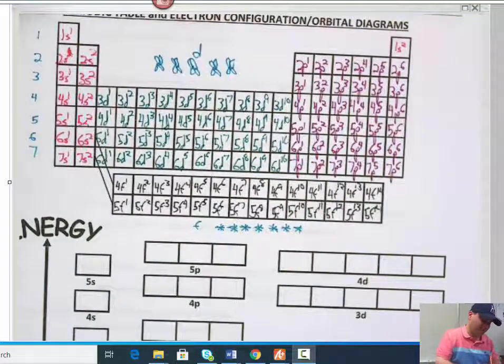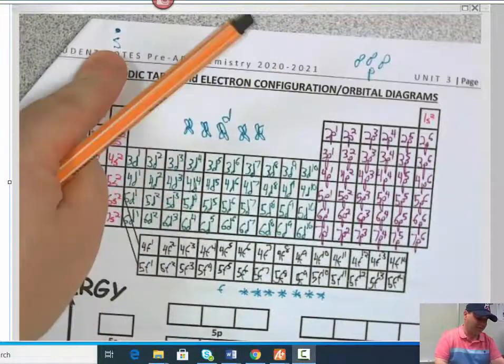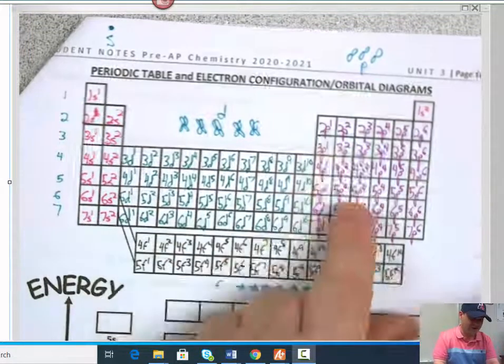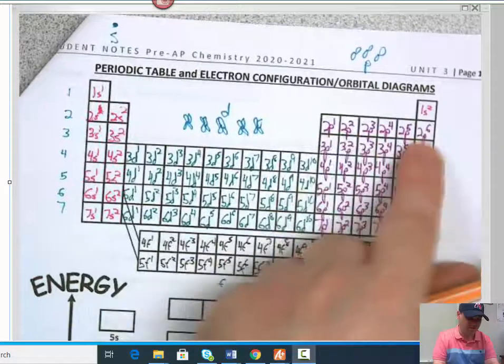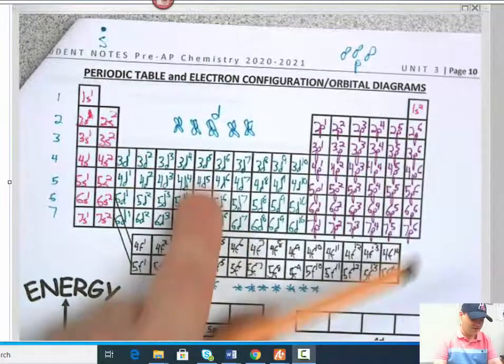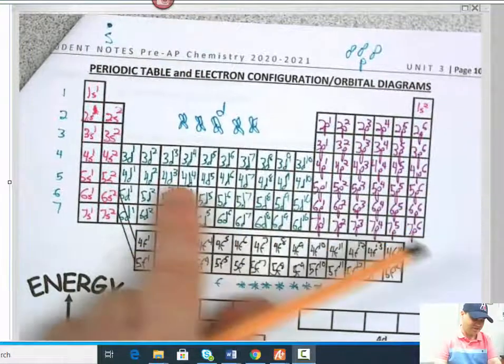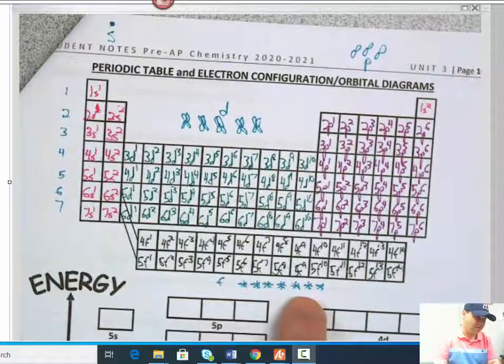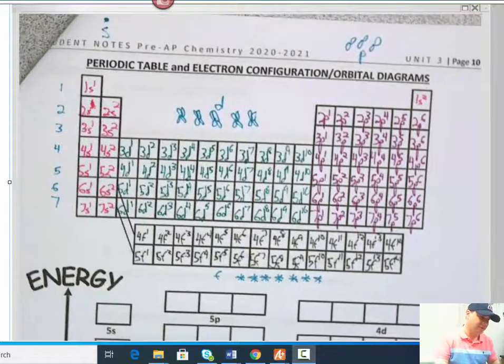There's our periodic table. Remember, S's have only one orbital, that's why there's only 2 blocks here. P's have 3 dumbbells, so 3 times 2 is 6, that's why it's 2, 4, 6. D's have 5, each one can hold 2, so it's 2, 4, 6, 8, 10 going across. And F's have 7 orbitals, each one can hold 2, and that's why there's 14.